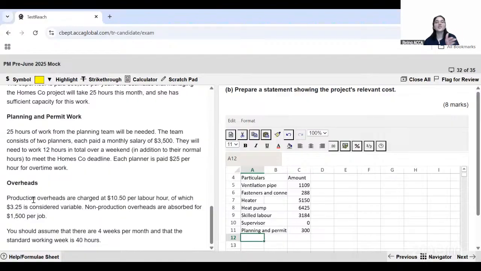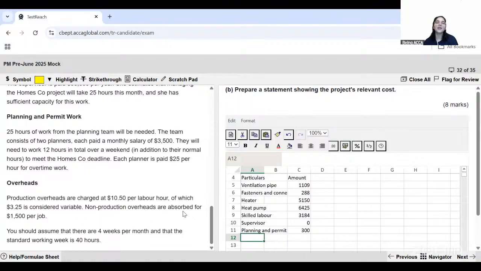Production overheads are charged at $10.50 per hour. Now, overheads, until and unless they are fixed, they are never considered to be relevant. Conceptually, only your variable overheads are considered to be relevant because they are directly because of the project. So let's see, of which 3.25 is considered as variable.